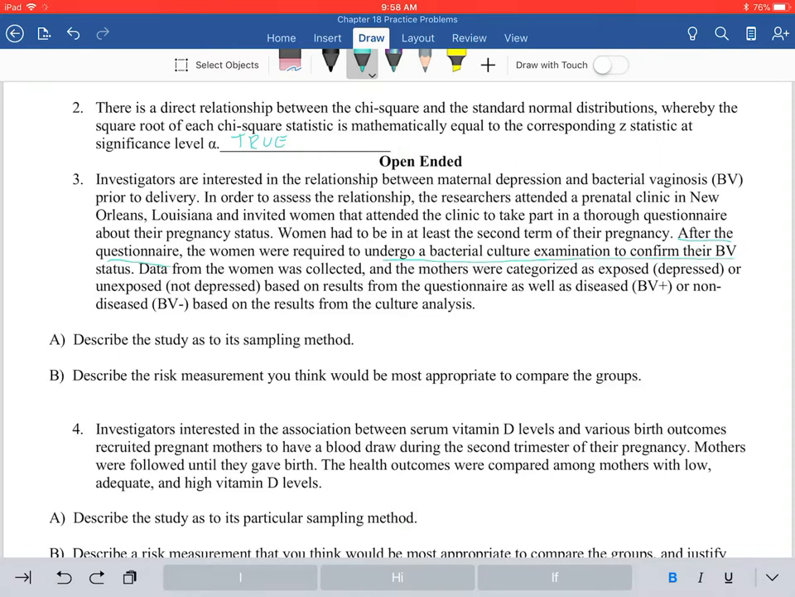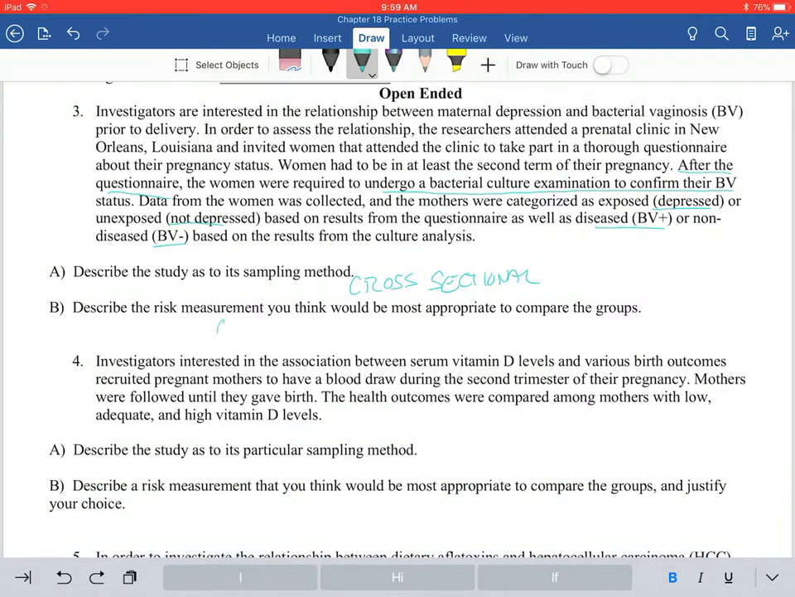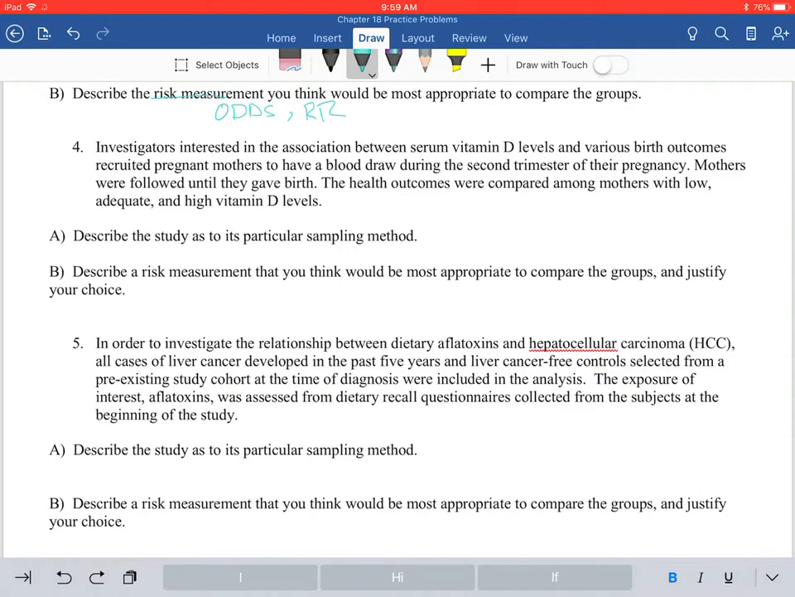So if you look, after the women took this questionnaire, they were required to undergo a bacterial culture examination for their BV, and then they were categorized as depressed, non-depressed, diseased, and non-diseased. When you do that, this is going to be a cross-sectional sampling method. And when you have a cross-sectional sampling method, you can use either an odds ratio or a relative risk. So it describes the risk measurement. This is going to be an odds ratio or a relative risk that you can use.